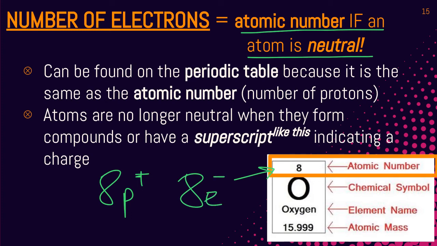However, eventually we will get atoms that are no longer neutral. That's happening when they form compounds or we have something indicating that they have a charge. When they have a charge, they're called ions. But if an atom is neutral, it's the same as the atomic number.